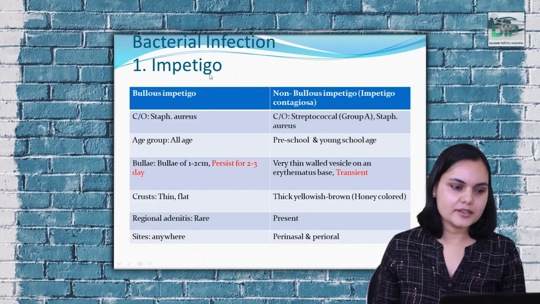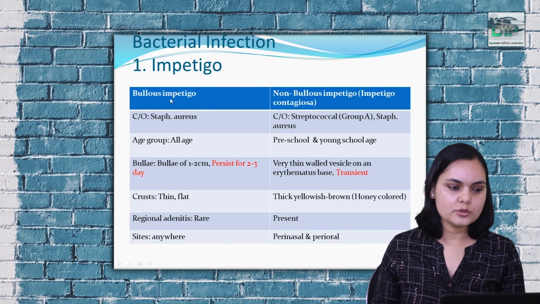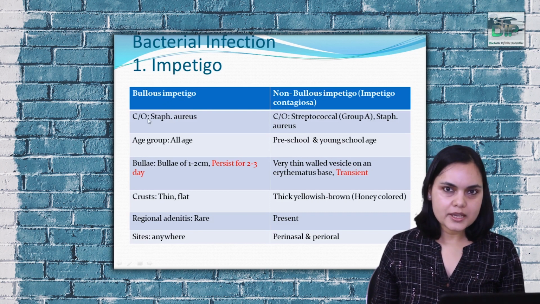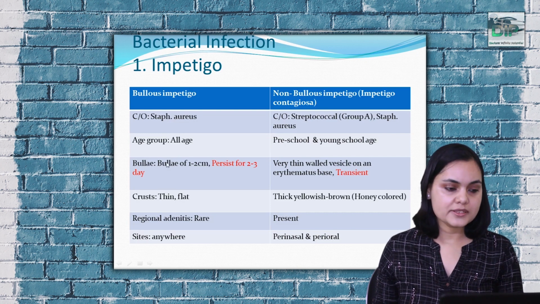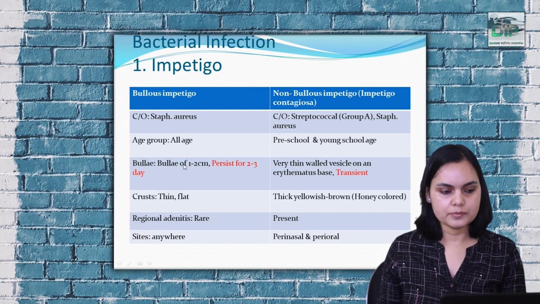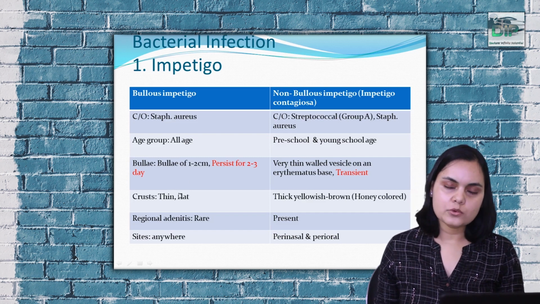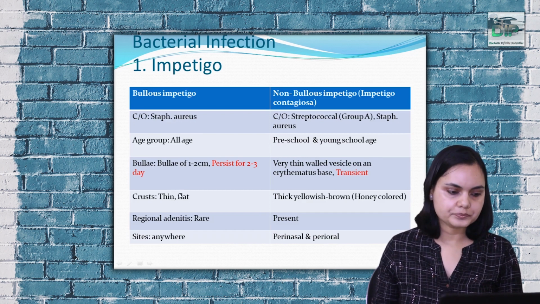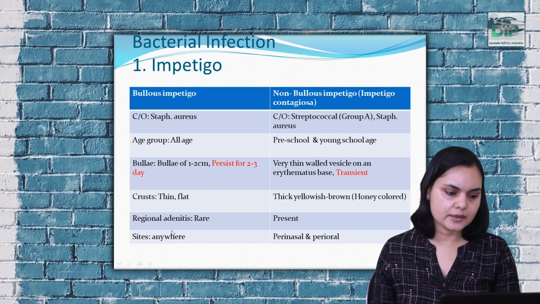If we talk about bacterial skin infection, impetigo is the most common one. It can be classified into bullous impetigo and non-bullous impetigo. Bullous impetigo is caused by Staphylococcus aureus. It can be seen in all age groups of children, and morphology-wise, it presents as vesicle or bulla, which persists for 2-3 days even after appearance. Once it ruptures, there will be thin, flat crusting on the surface. It rarely has regional lymphadenitis, and any site can be affected.